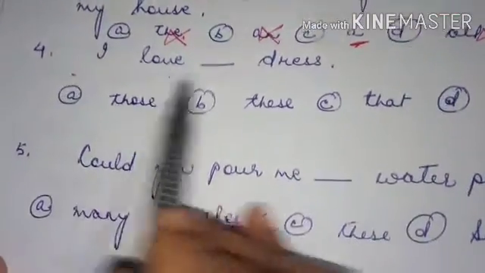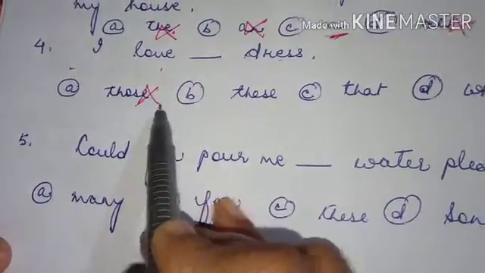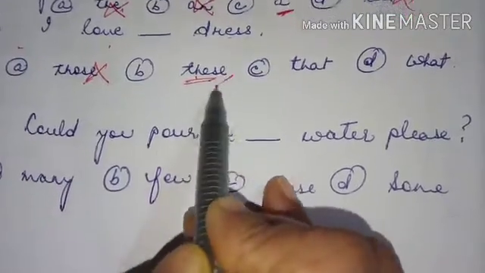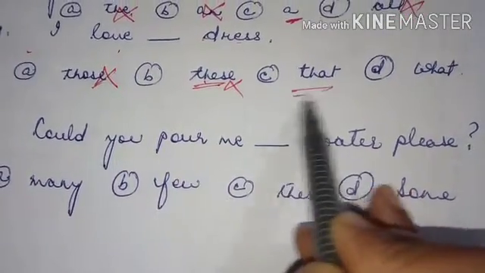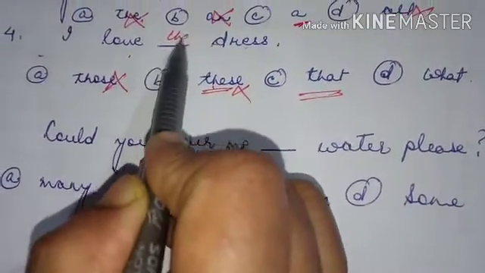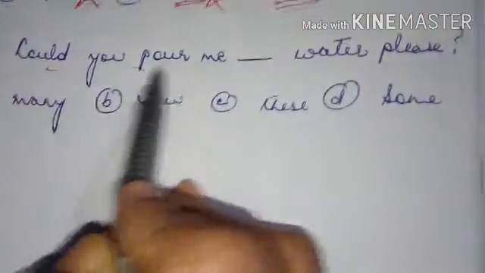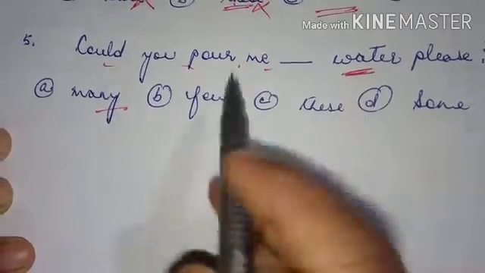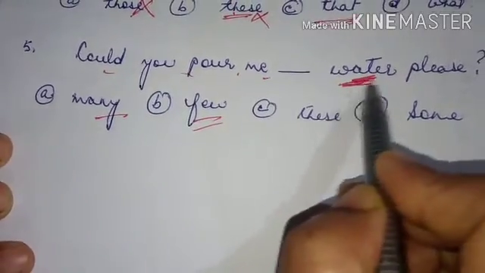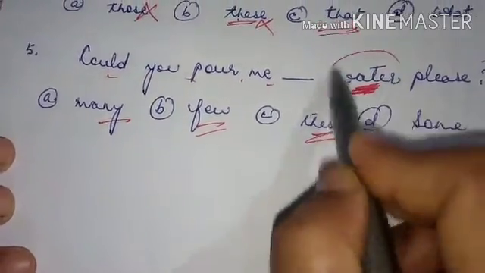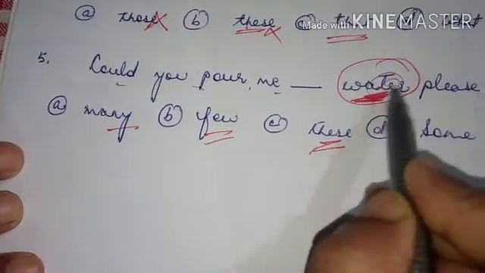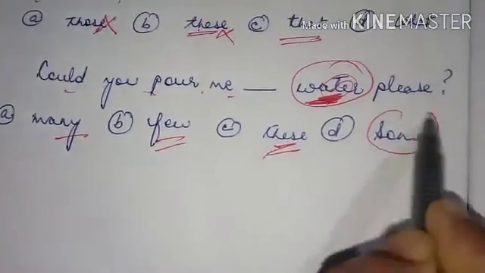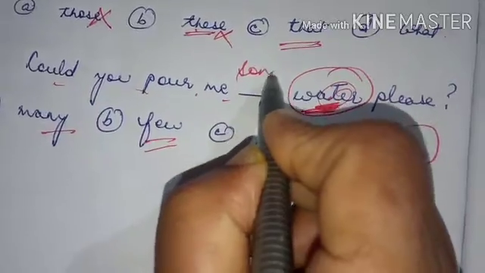Then, I love those dress, no, it is wrong. These dress, no, it's plural, so it's wrong. That dress, demonstrative determiner, so it is the correct answer. Could you pour me many water? No, it is not a countable noun. So few water, again, it's not a countable noun. These, no, it cannot be these because it is an uncountable noun. So, can you give me some water is the correct answer.